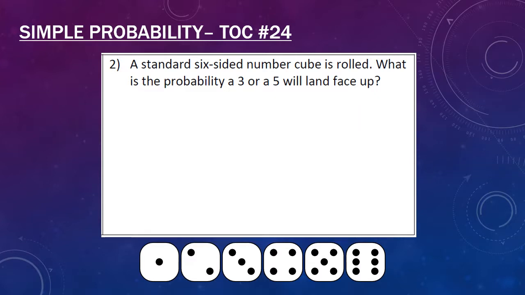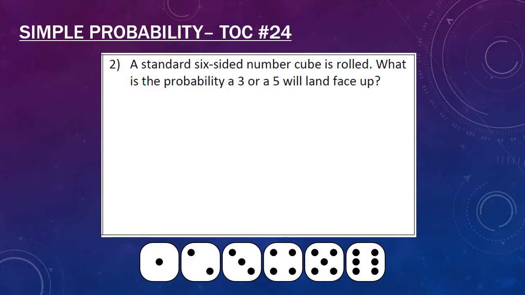And finally, the last question. Again, we give you another number cube problem. A standard six-sided number cube is rolled. What is the probability a 3 or a 5 will land face up? So this is a little bit different. So sometimes they'll say an even, sometimes they'll say a number greater than 4 or something like that. And you have to think, what are the options? So again, I put the picture here showing the sides. You don't have to draw the pictures. You can just write the numbers 1 through 6 and do the same thing.